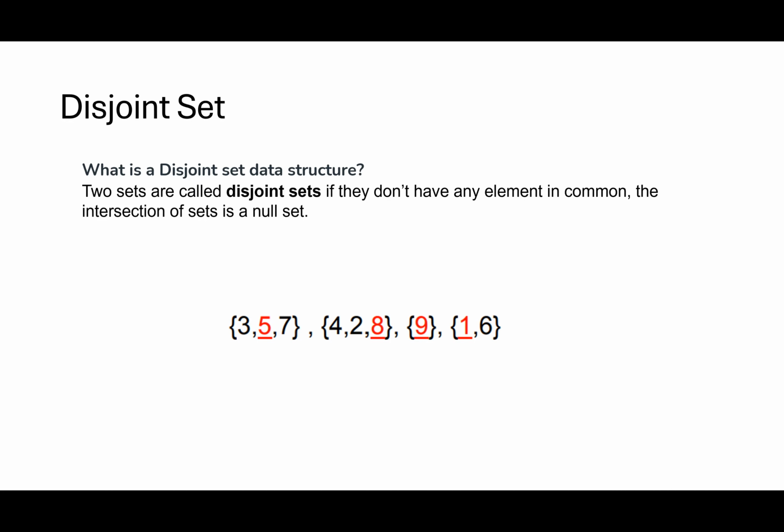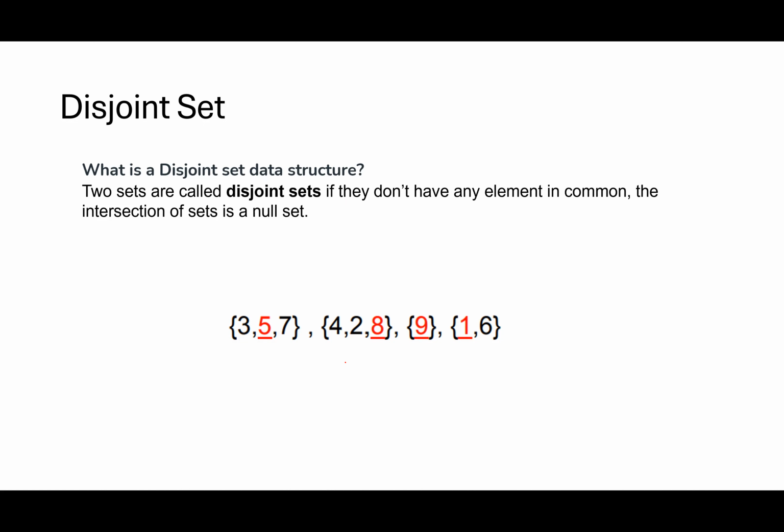Two sets are called disjoint sets if they don't have any element in common, or the intersection of those two sets is null. For example, you see here we have four sets, and the values in each of the sets are unique. Basically there is no same value between any two sets, so we can call these four sets disjoint sets. And then you can see that for each set, we have one value in color red, so we can say that value is the representative of that set.